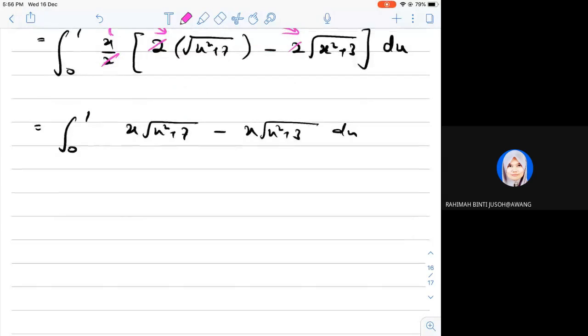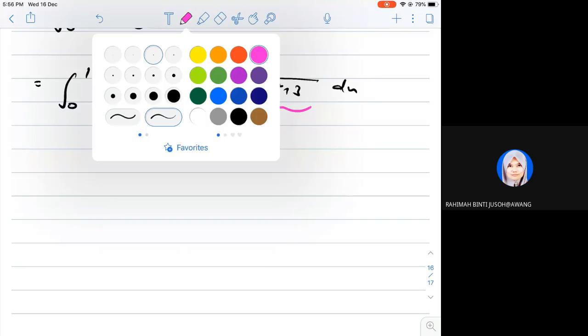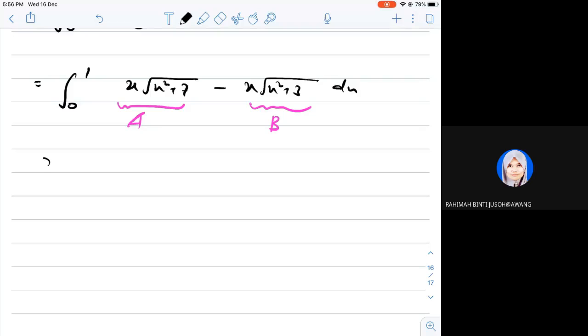Okay guys, what happens next? You have to make this as two integrations. Let's say this is part A and this is part B. So let us solve one by one. Solve A. Substitute.